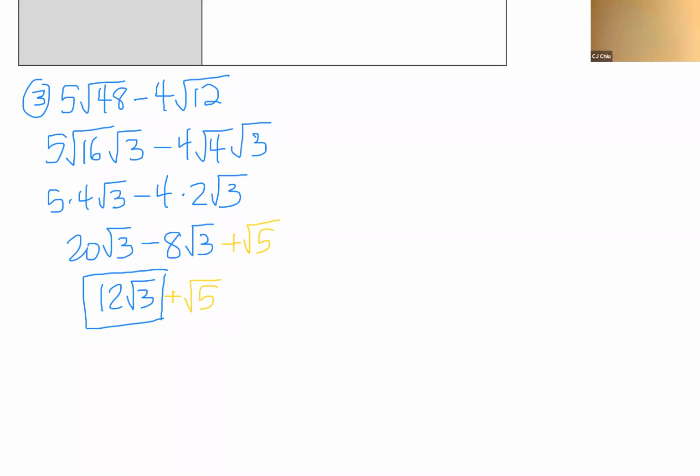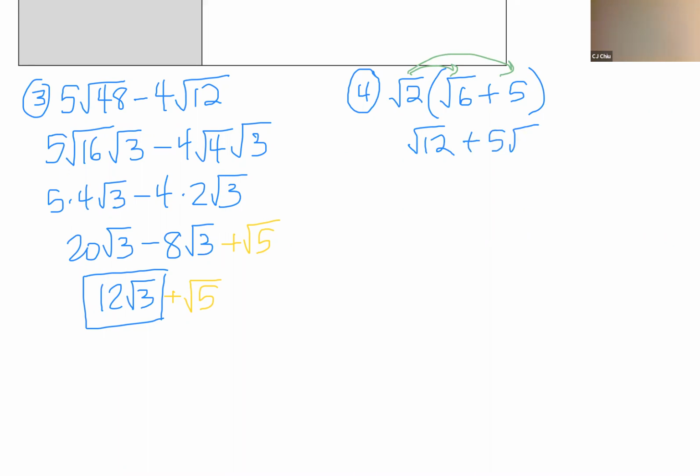Now let's look at distributing and FOILing. So what if you have square root of 2 times square root of 6 plus 5? You just distribute. Remember that inside can multiply with inside, inside cannot multiply with outside. So 2 and 6 are under the square root, so you can do square root of 12, and then square root of 2 times 5, so distribute. Square root of 2 times 5, can't do anything, so you just put them together like so.